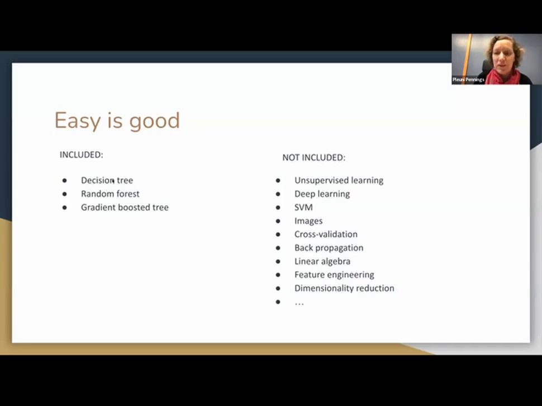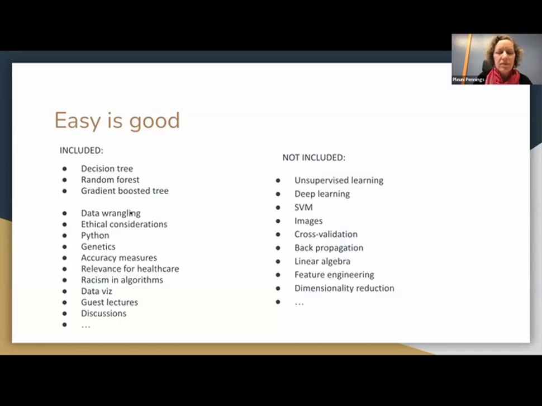So just by working with decision trees, of course, we can talk about things like data wrangling, ethical considerations. Students practice a lot using Python. We talk about genetics, and we use genetic data, different accuracy measures and what they mean, how this could be relevant for healthcare. Ethical considerations such as racism that can be built into algorithms. We do some data visualization. We have time for guest lectures, and we have a lot of time for discussions.